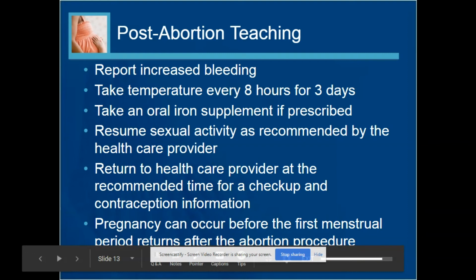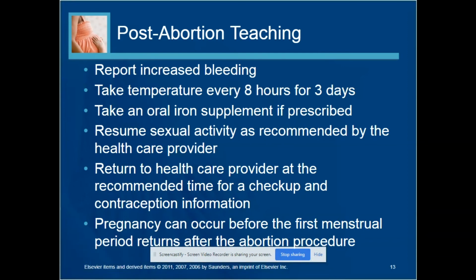Report increased bleeding. Take the temperature every 8 hours in case of infection. Take an oral iron supplement in case of anemia. Resume sexual activity as recommended. It's probably going to be 6 to 8 weeks before they're supposed to have sex. Return to the healthcare provider. We want them to be back so we can do their checkups, make sure that they're not having any complications because of the abortion. And then pregnancy can occur before the first menstrual period returns after the abortion procedure.